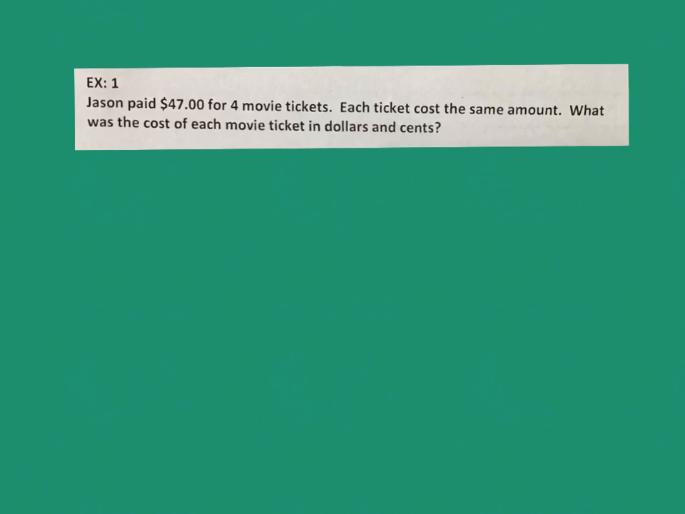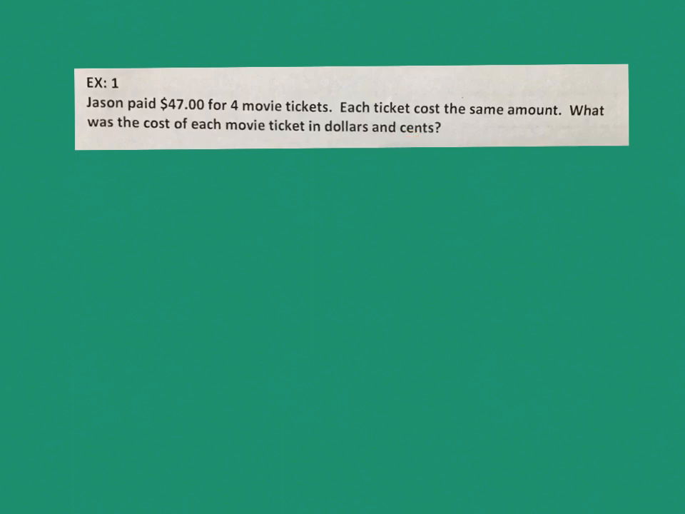The first example that we're going to do, it says Jason paid $47 for 4 movie tickets. Each ticket cost the same amount. What was the cost of each movie ticket in dollars and cents? So it's okay to not be a whole number. In money, we can have a decimal with cents.